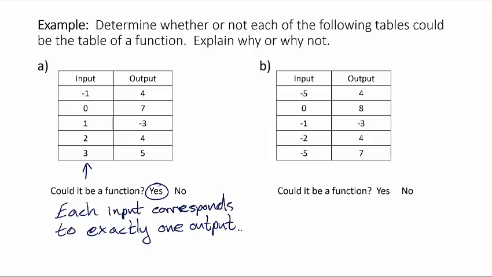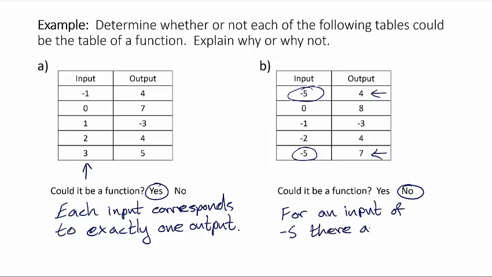Okay, so for the second example, again, I'm looking at the input values. So -5, 0, -1, -2, -5. I just listed -5 twice. And look at the output values. For -5, I could have 4 or 7, right? So I'm going to say no, this isn't a function. For an input of -5, there are two possible outputs.